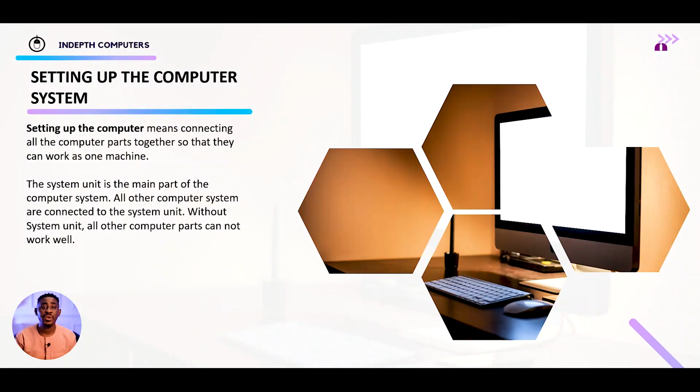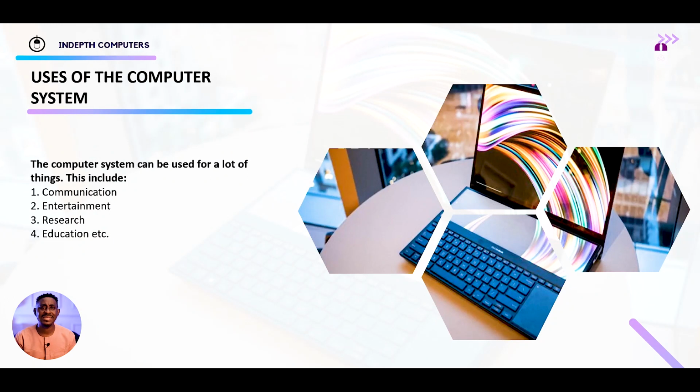I see a lot of children learning nowadays using the computer system. So I can tell you that the use of the computer system covers every sphere of human life. As a human being, you need to communicate. Computer can help you to do that effectively. As a human being, you need to do research. Computer system can help you to do that effectively. As a human being, you need to learn. Computer system helps you to learn.